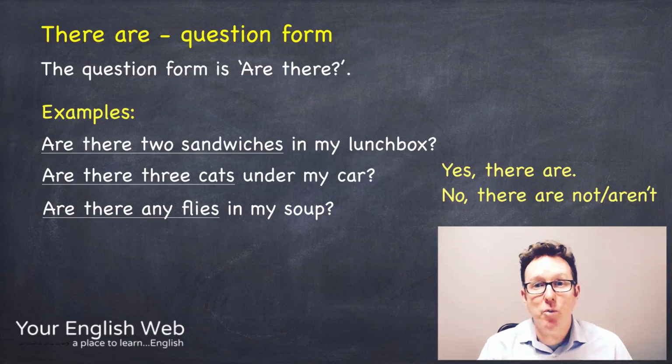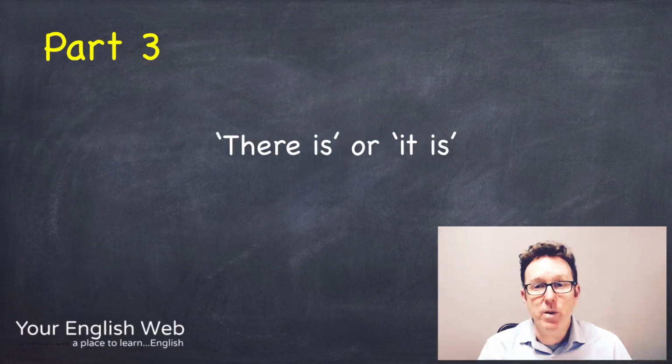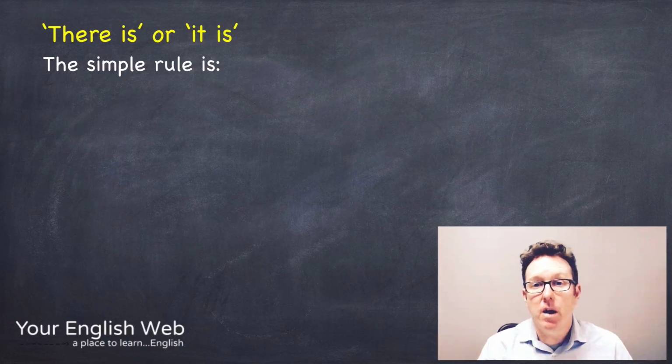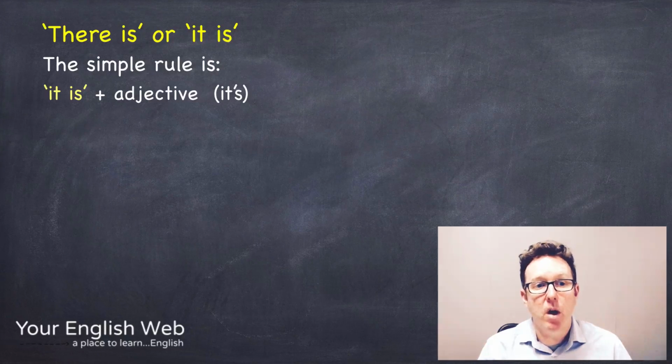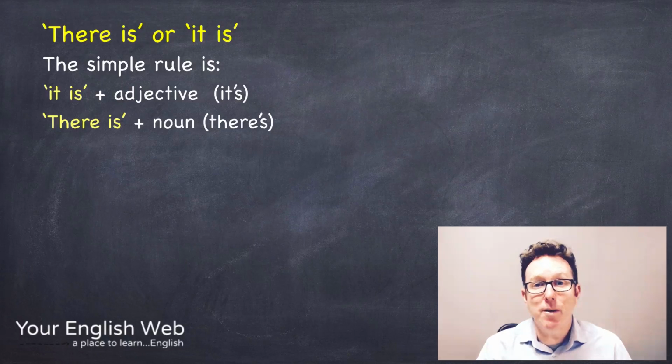Now let's go to part 3. Part 3 is the difference between there is or it is. Now the simple rule for the difference between these 2 structures is it is plus adjective or it's. There is plus noun or there's.